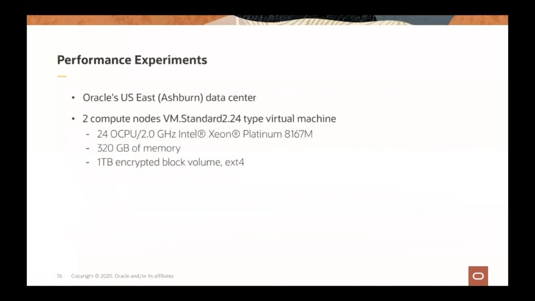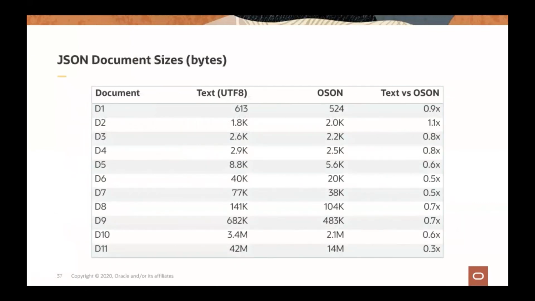So we ran some performance experiments. I'm just going to go over these quickly. These are just run on a normal compute node in our cloud. These are mostly customer data sets. I can't tell you what they are, but I just gave them unique codes here. This column shows the UTF-8 encoded, white space stripped text, and it goes all the way from 613 bytes up to 42 megabytes. And here's the corresponding Oson. As these sizes get bigger, we see that the values tend to be compressed.